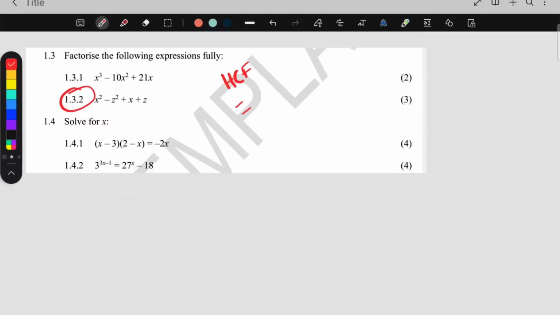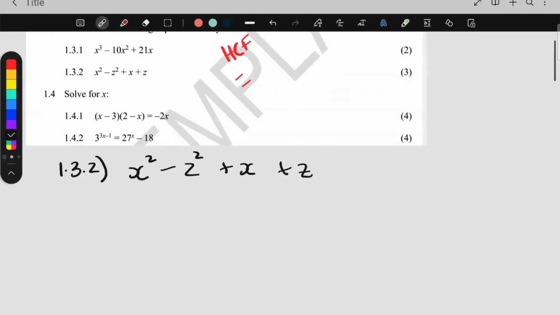Our next question is 1.3.2. So I'm going to write the question down. Okay, so here's my question. First question is the highest common factor? So if I look here, I don't see a highest common factor. So that's out. Then, because there's 1, 2, 3, 4 terms, I know I'm going to use grouping, eh? So let's try. I'm going to group these two and then these two. And let's see if it can take us further.